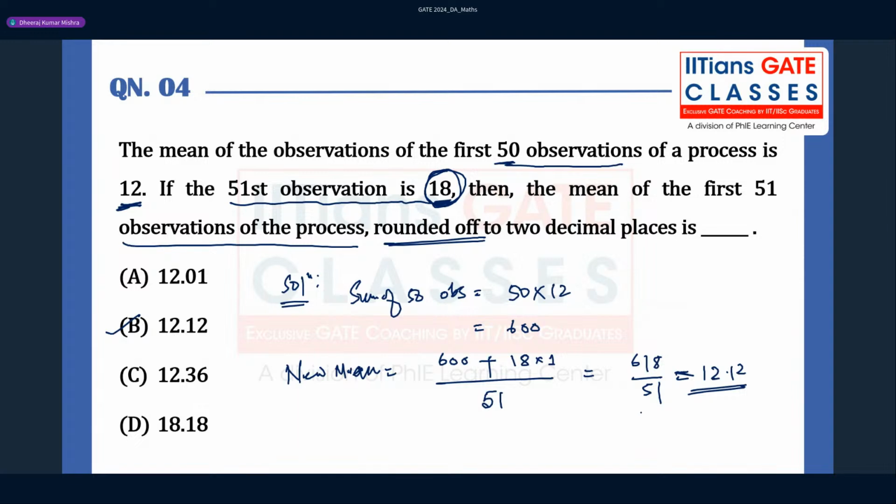Whenever the number of observations is given and the mean is given, you can find the sum, and from that find the new mean.